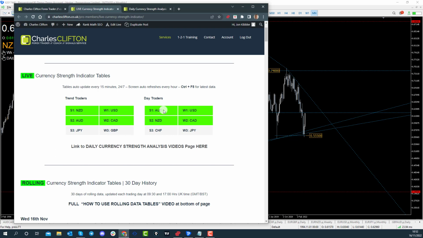On the day traders, we have the Australian dollar as the first strongest, so the strongest currency. We then have the New Zealand dollar as the second strongest currency, and the Swiss franc as the third strongest currency. The dollar is the weakest also on the day traders table. So it's showing the confluence there between the two time frames, and also CAD is W2, but then on the day traders it's followed by the Japanese yen.